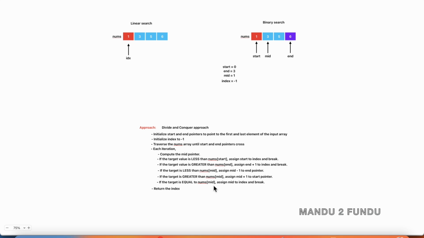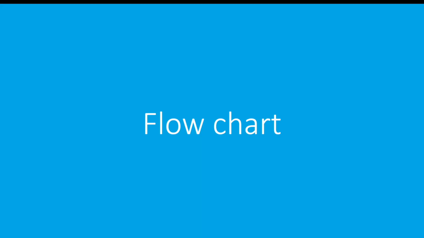So each iteration we reduce the search space by half. So that's why the time complexity for this approach is log n base 2. Let's look at the flowchart.